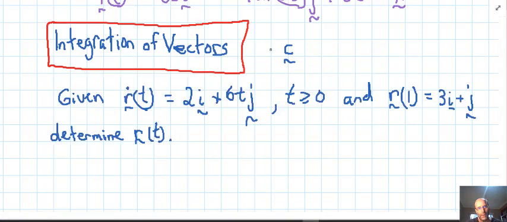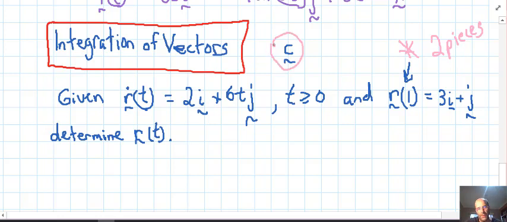Rightio, so integration, we've been given r dot t, or the velocity, and it is 2i plus 6tj, where t is at least 0, and r, now this is a specific value, notice that there, r of 1, which is 3i plus j. Now, very important to realize that this is no accident. You need two pieces of information in order to get these out, otherwise this will be indeterminate and we won't be able to work out the c. So two pieces of info.